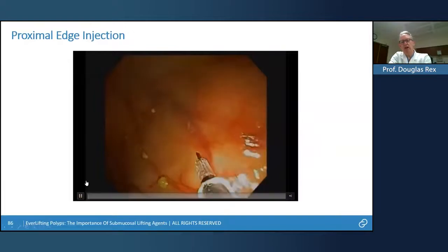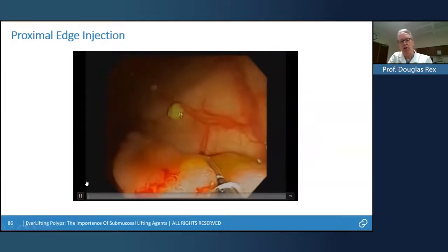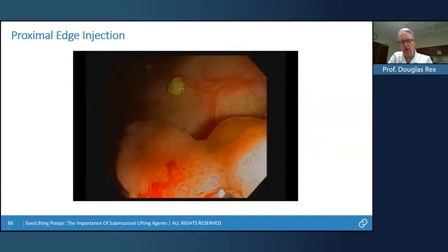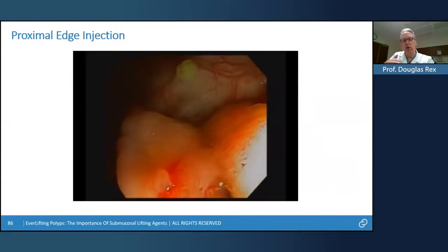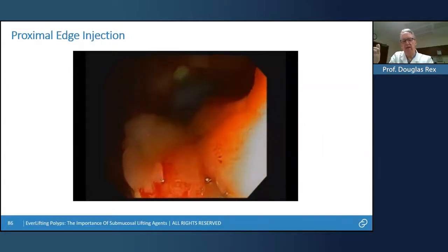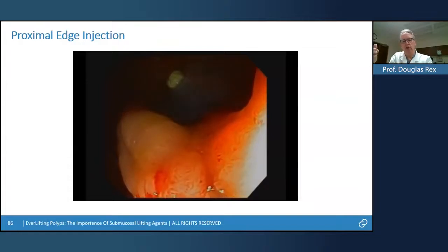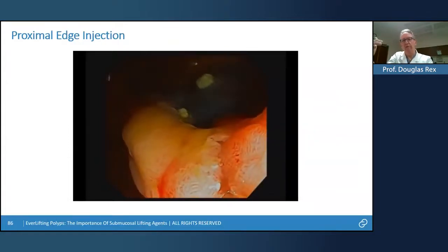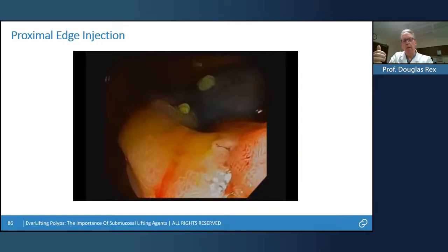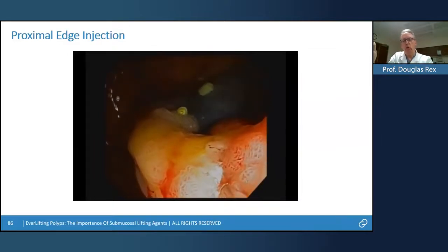There certainly are a set of lesions where we want to inject on the proximal edge of the lesion. And sometimes that's difficult. I always say you should never overestimate how much polyp tissue can be on the other side of a fold and not visible to you if you can't see the actual edge.